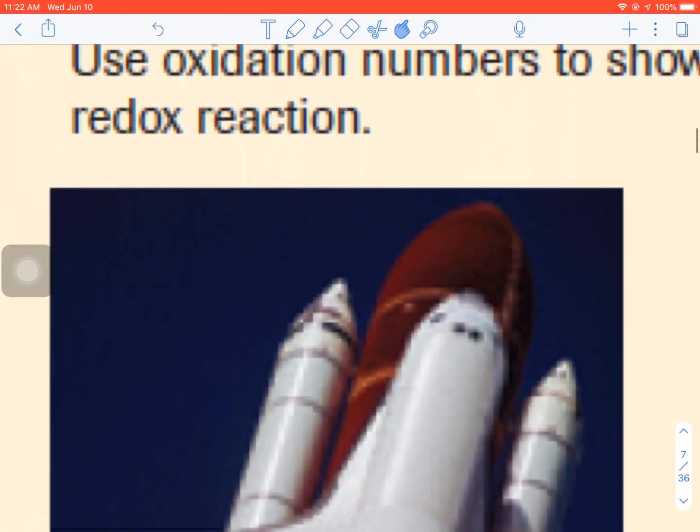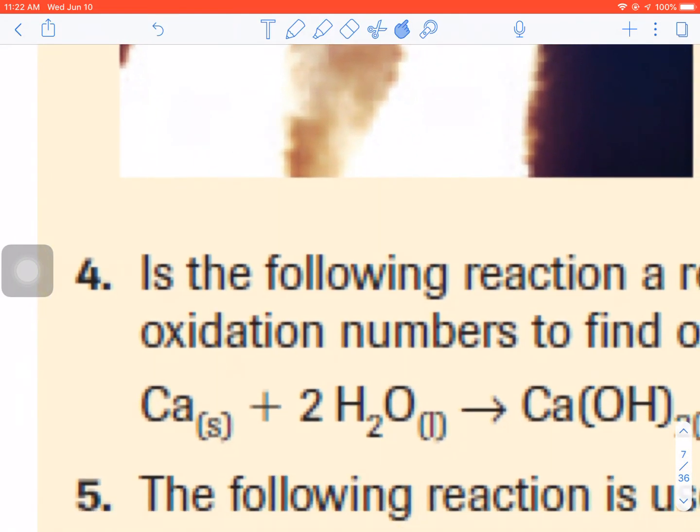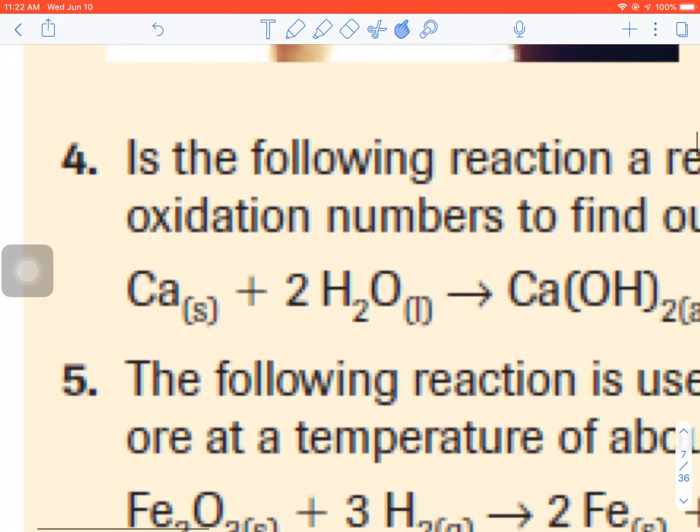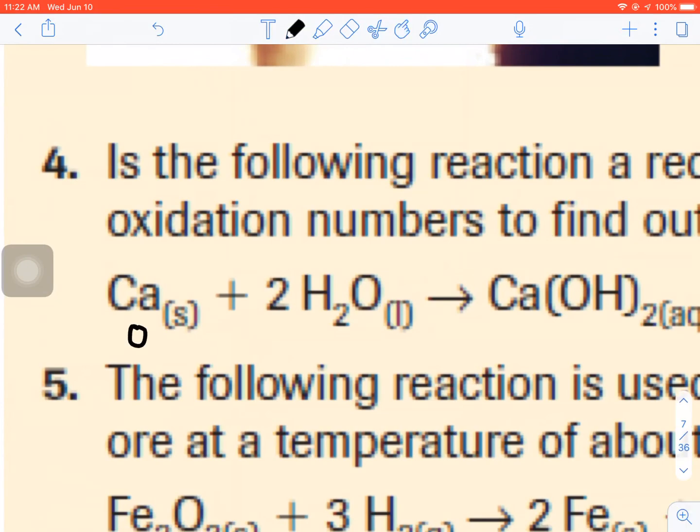If I keep going down here, it's saying, is the following redox? Use the oxidation numbers. Again, I'm seeing that the calcium is an element. Oxygen is -2. Hydrogen's always +1. So I've got 2 minuses and 2 pluses. If I move over to the right here, I can see calcium hydroxide. So the calcium is going to be +2 because it's an ionic compound. Oxygen's always -2. And hydrogen's always +1.